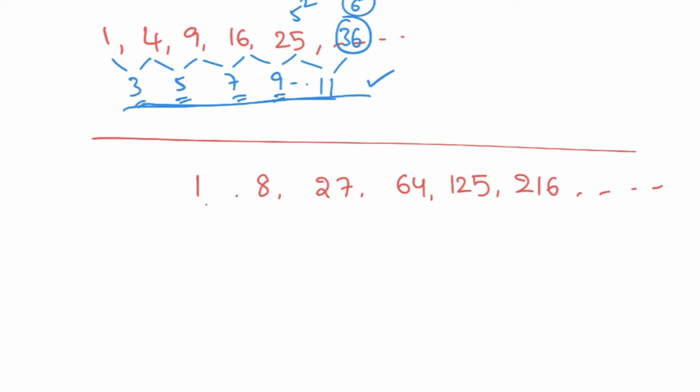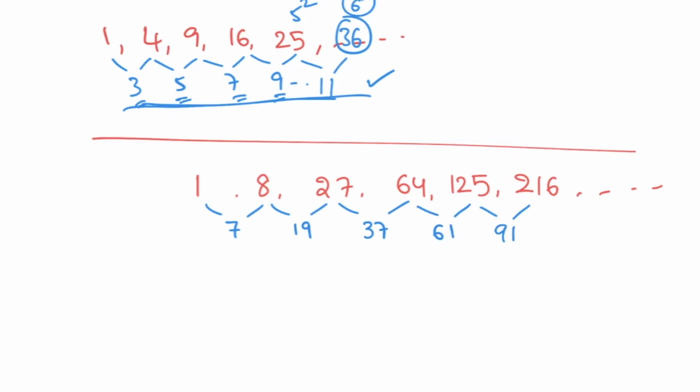Difference between first two cubes, 1, 8, difference is 7. 8, 27, difference is 19. 27, 64, difference is 37. 64, 125, difference is 61. 125, 216, difference is 91. Can you find any pattern difference? 7, 19, 37, 61, 91?